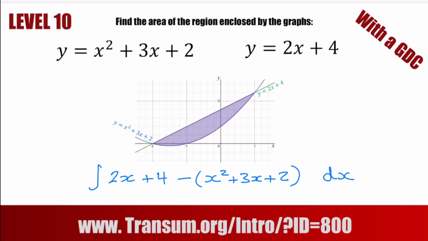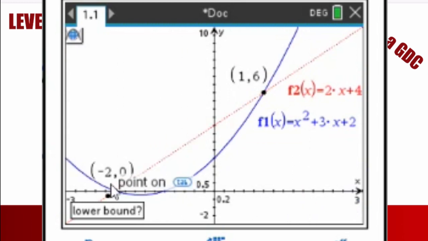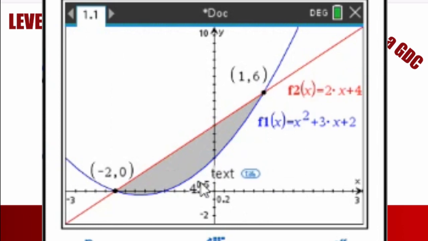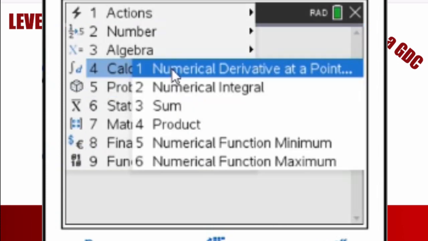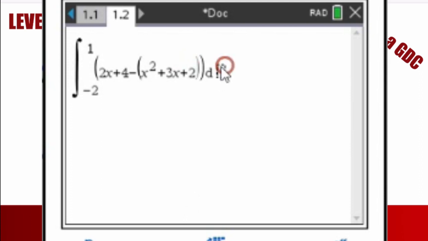To be on the safe side, you could always put the modulus sign there to make sure you're getting the positive value. And there's a couple of ways that it can be done on the graphic calculator. We could use the bounded area function, and as you can see, it works out that the area is 4.5 square units. Or we could go to a calculator page and type in the integral between 1 and -2, and this numerical integration function also gives us the answer of 4.5.